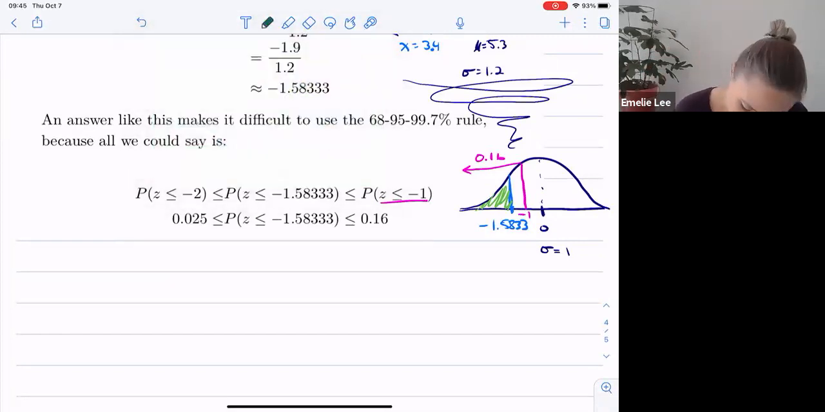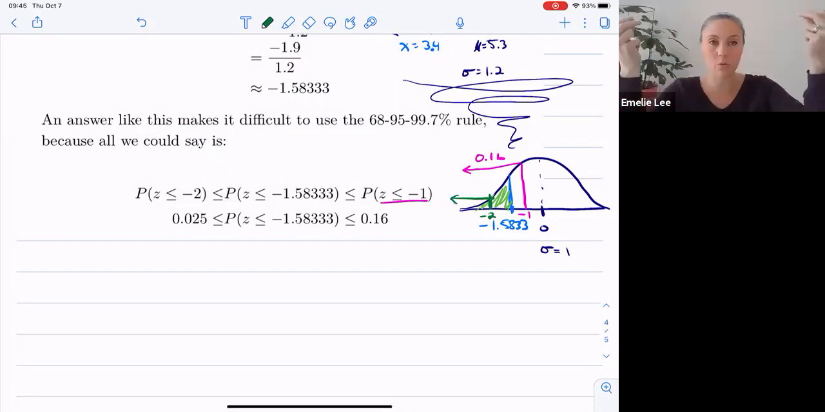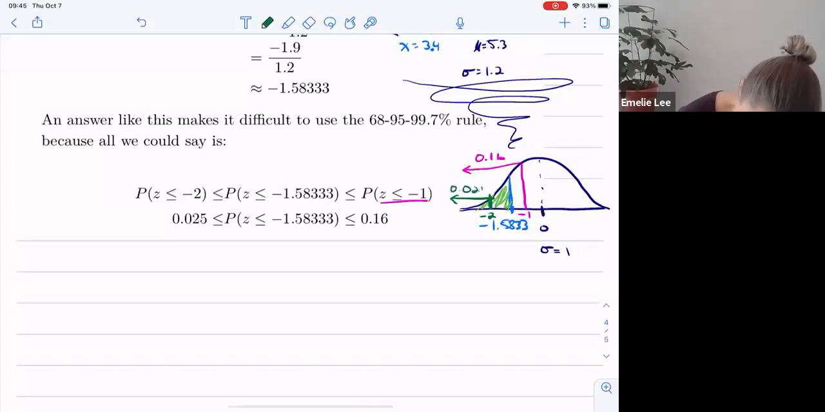Whereas maybe down here at -2, what's the area in the tail from -2? Well, again, -2, +2, central 95%. I have 5% split between the tails. So now I have 0.025.